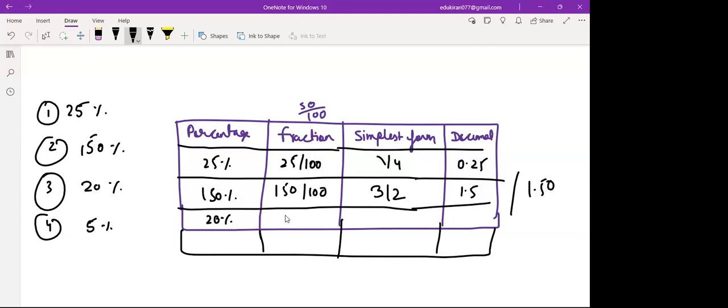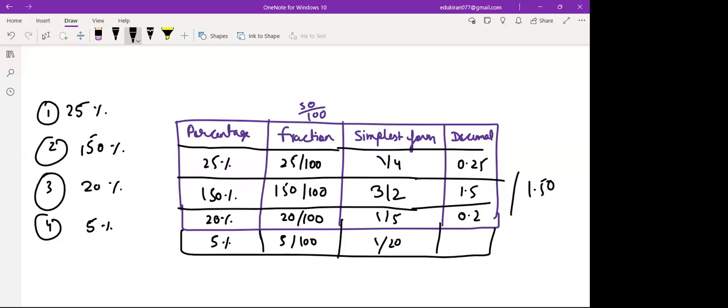Ma'am, next one, 20 upon 100. 20 by 100. So what will be the answer? 1 by 5. And in decimal? 0.2. Now coming to the next one. 5%, 5 by 100, 1 by 20, 1 by 20 is the lowest form. And 0.05 is the decimal.